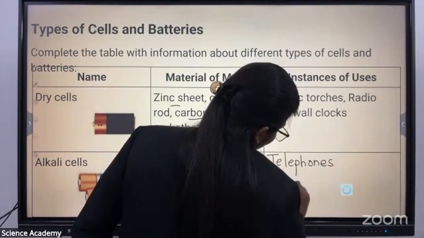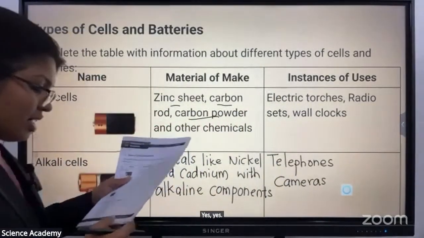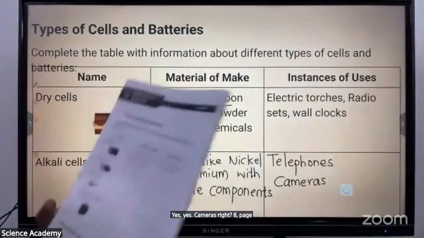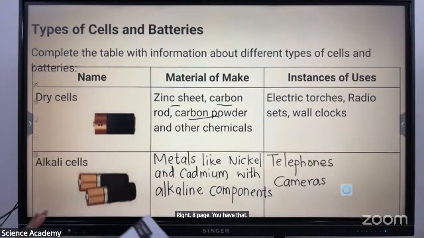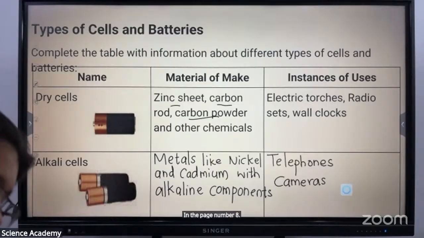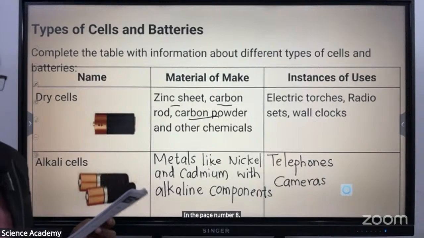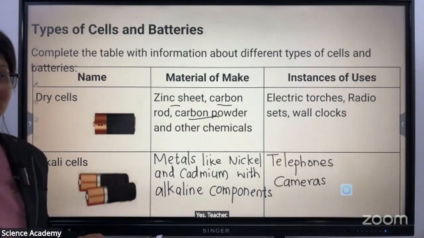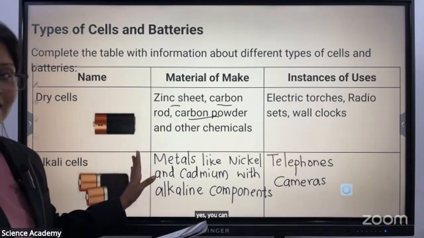Teacher, should we write this on the 10th page? Yes. Cameras, right? On the 8th page you have that table. Teacher, we have it on the 10th. Sorry? On page number 8, you have this table, right? Yes, teacher. Yes, you can fill this table.